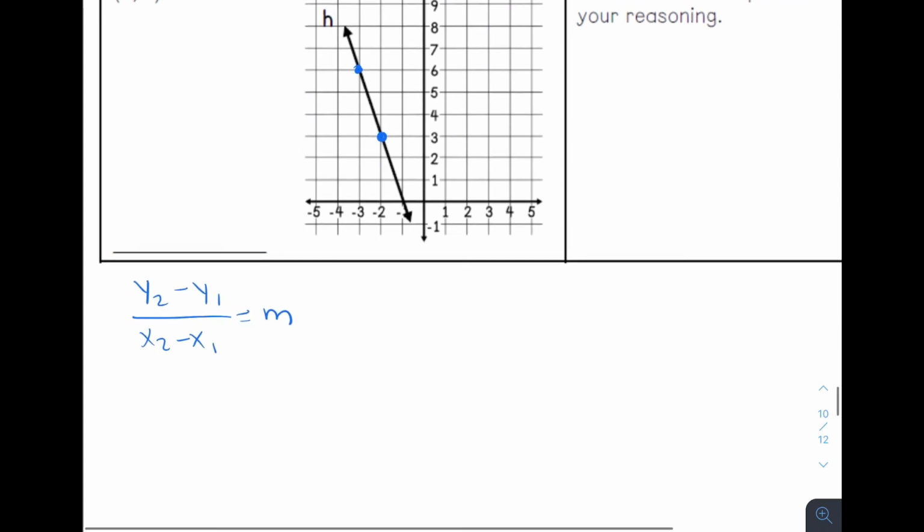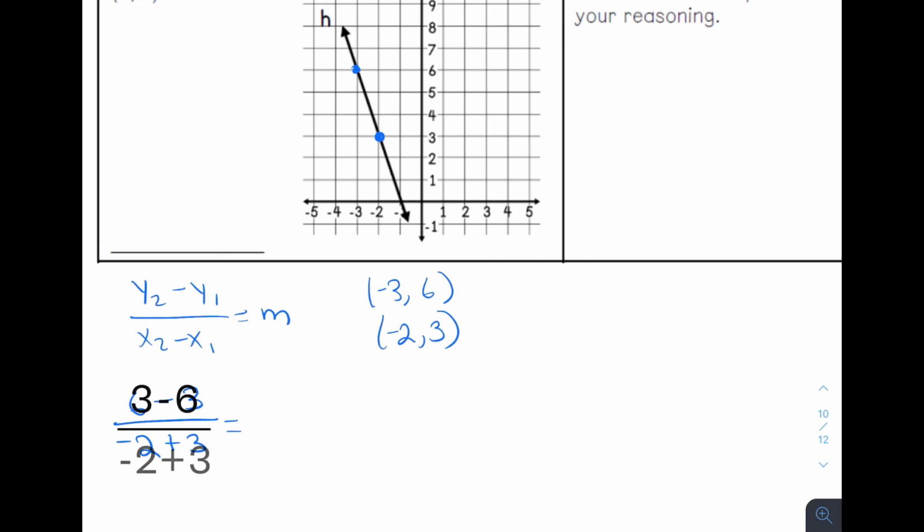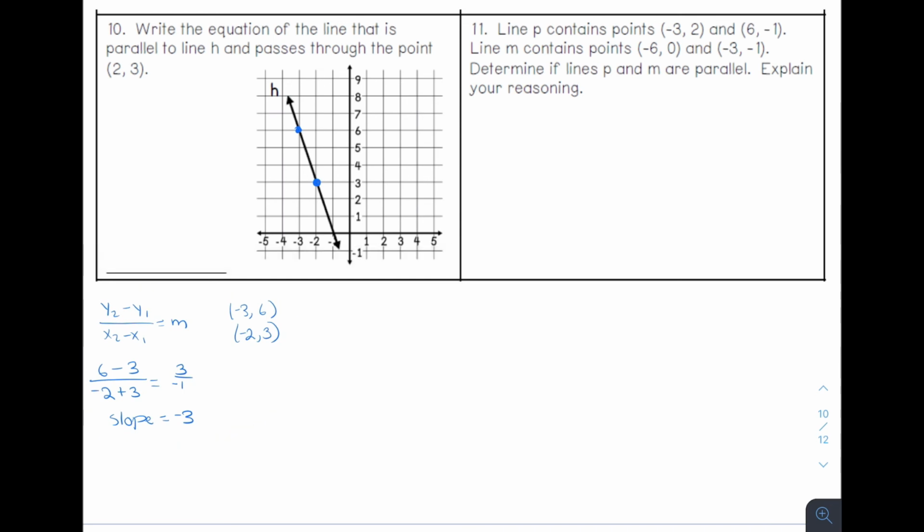Because m is my slope. And for points, I'm going to use the points (-3, 6) and (-2, 3). So my y2 will be 6, my y1 will be 3, my x2 will be -2, and my x1 will be -3. So for slope, I end up with -3. Now that I know the slope for my line H, I can continue.